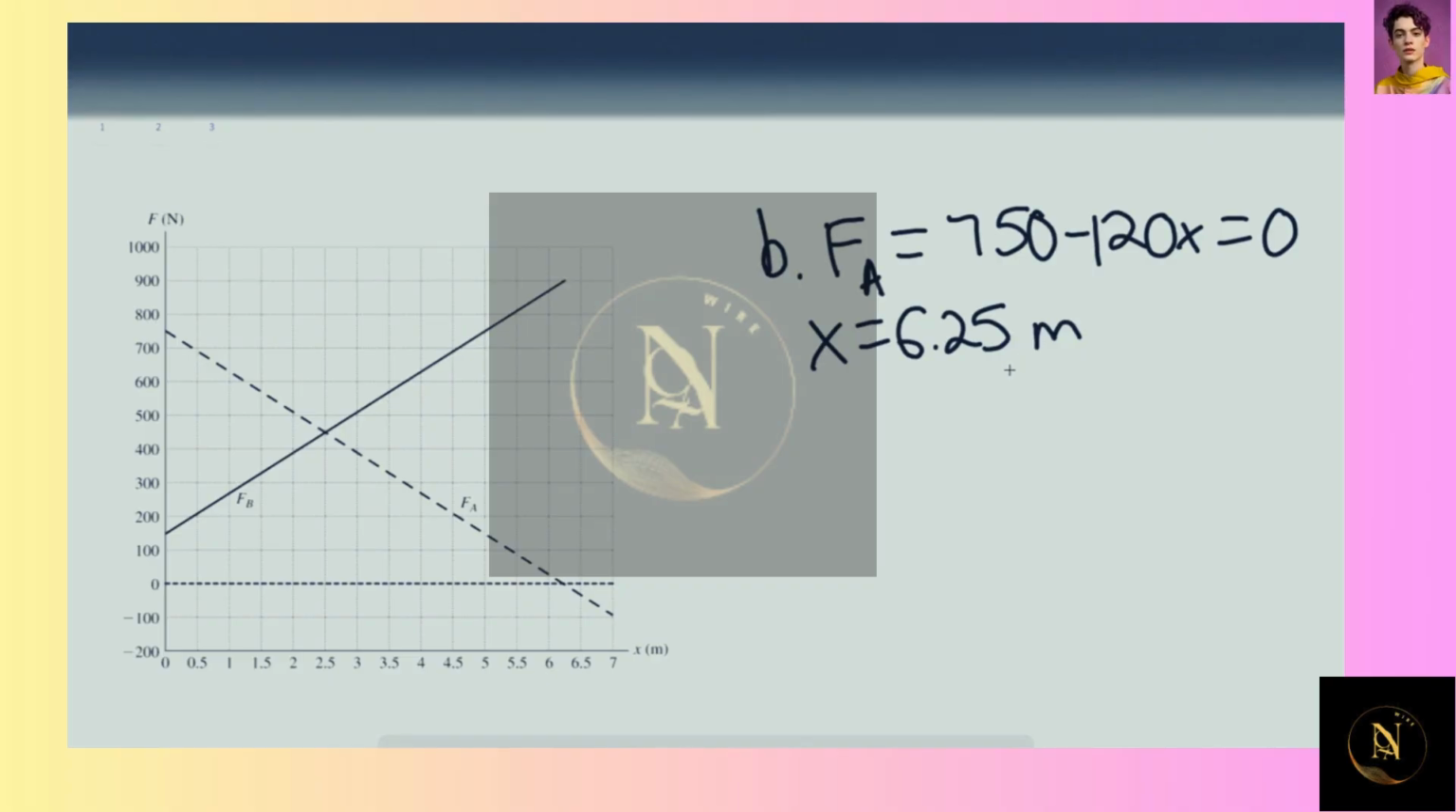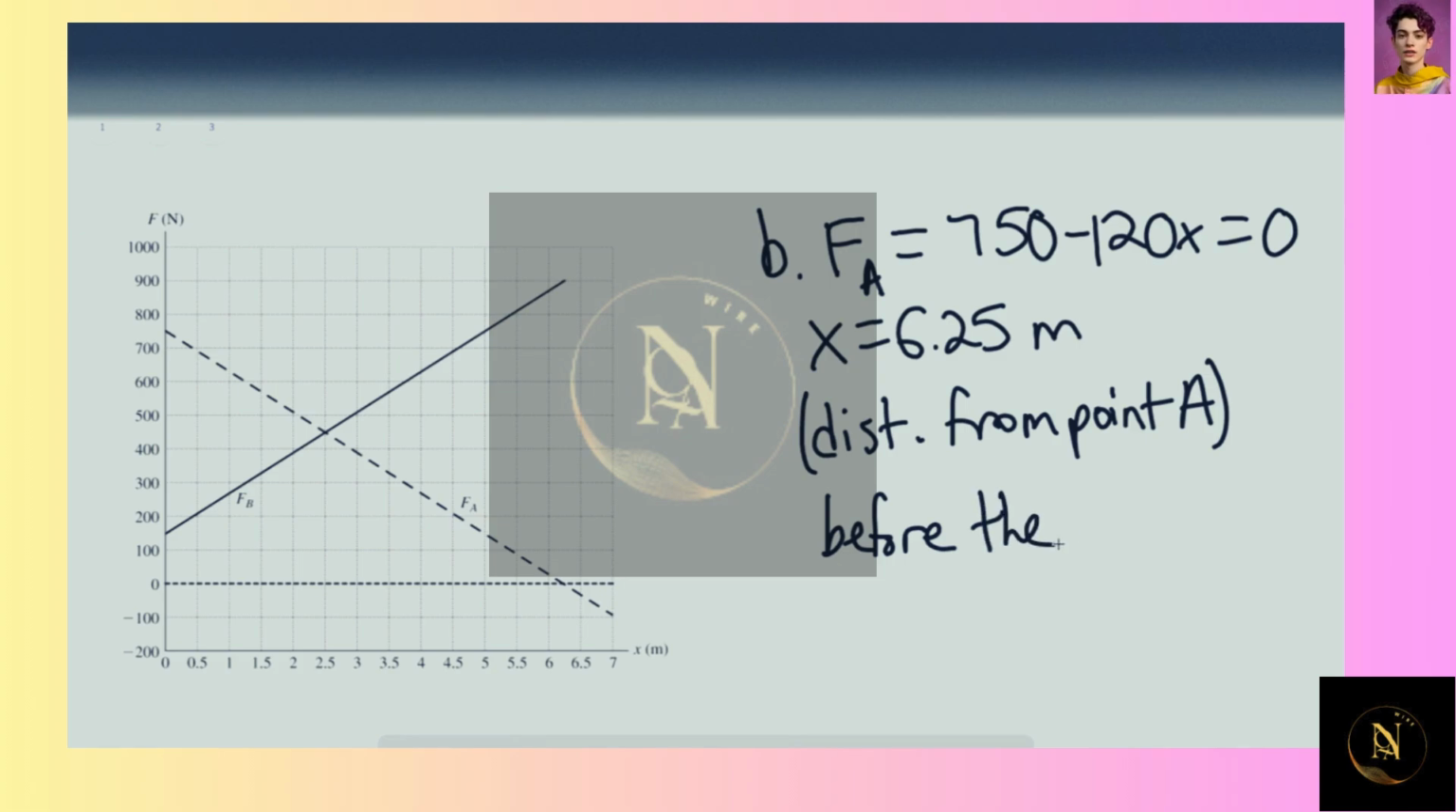Now, this would be a distance from point A, and this critical distance means that this is the distance from point A before the bar tips. So essentially, x would equal 6.25 meters. If it exceeds 6.25 meters, then the bar is going to tip and it won't be in rotational equilibrium anymore.